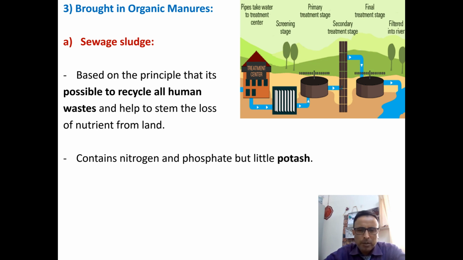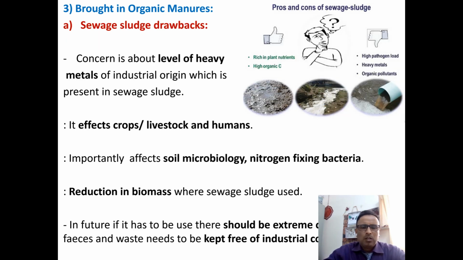Then the third kind of organic manure is brought-in organic manure, in which sewage sludge is one of the prominent ones. Now, sewage sludge can be used as a manure generation source, but all the human waste which is there in sewage sludge has a higher amount of nitrogen. It contains nitrogen and phosphate, but the potash level is a little bit less. Now, the concept of brought-in organic manure is that all the sewage material can be converted into manure. But this comes with a bigger problem.